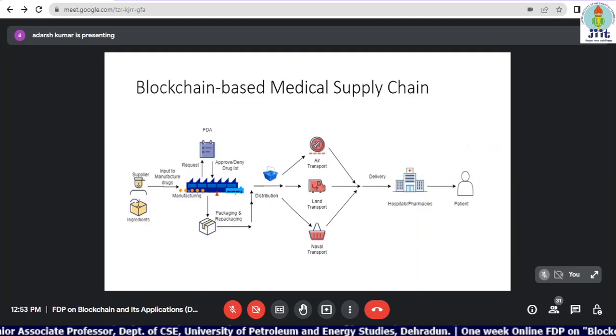Based on location, we can identify how the medicine will be delivered to the hospitals, right? And if IoT is integrated into it, sensors could be attached and we can check the live condition of it. So this is a brief about the supply chain.